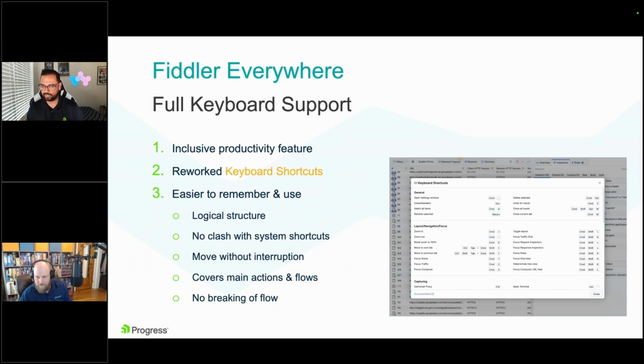So you can think of it as an inclusive feature, but it's also a productivity thing, because when you are in your flow, you want those quick shortcuts, right? You want to just hit some buttons on your keyboard, and you know exactly when you're capturing, what you're capturing, where it's going. All of those can be automated. So we have tried our best to not have any clash with any system shortcuts on macOS or on Windows. So you can move through without any interruption. Most of the common actions and flows are nicely covered with keyboard shortcuts. So again, if you're a power user, you will feel right at home.